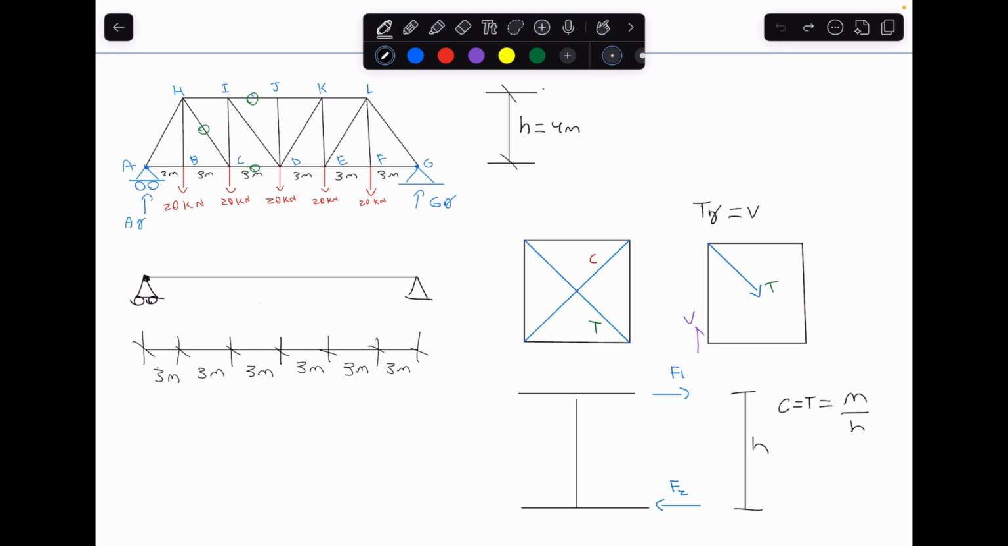So the approach to this problem is to replace the truss with an equivalent simply supported beam right here with the exact same loading as the truss. So we're going to put these 20 kilonewton forces each at 3 meters, just like it is on the indeterminate truss. Then we're going to solve for the reaction forces in the beam and create the shear force and bending moment diagrams for that beam.